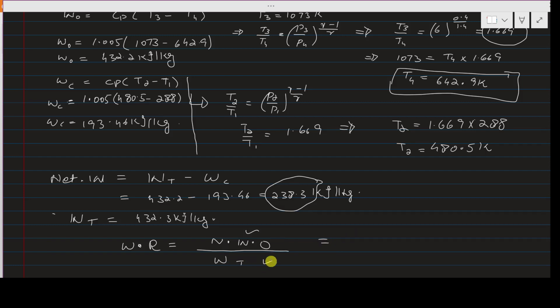By putting in its values, at the top you will get 238.31, and in the denominator the work output of the turbine is 432.3. By solving it on the calculator, the work ratio is 0.553.